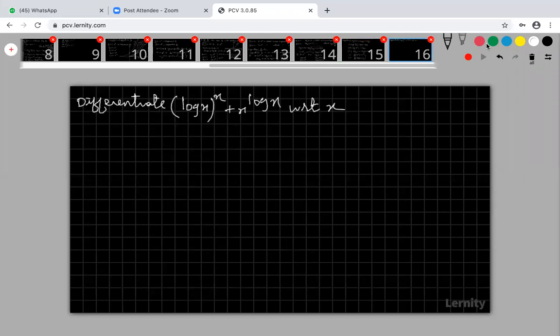Right. Now look here. Here the power x is there. If the power has some function of x, definitely you go for logarithmic differentiation. So first of all, you can take it as my y is equal to log x power x plus x power log x.